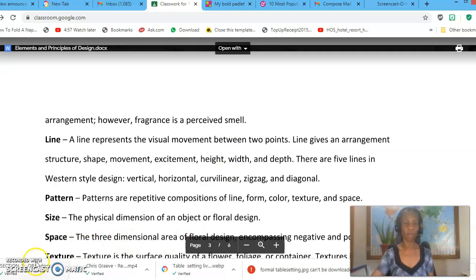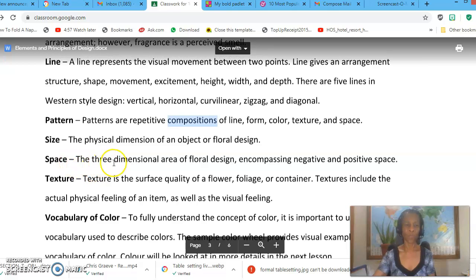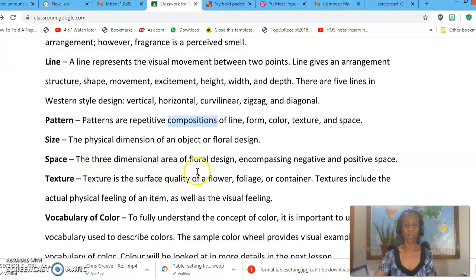Then we have space. Okay, so we were at size. So size now is the physical dimension of an object of floral design. So is it a big one? Is it a small one? When we are going to be doing yours, you are going to be doing some small ones just for practice. Now the space is the three-dimensional area of floral design encompassing negative and positive space. And I'll do another presentation to show you all of these.